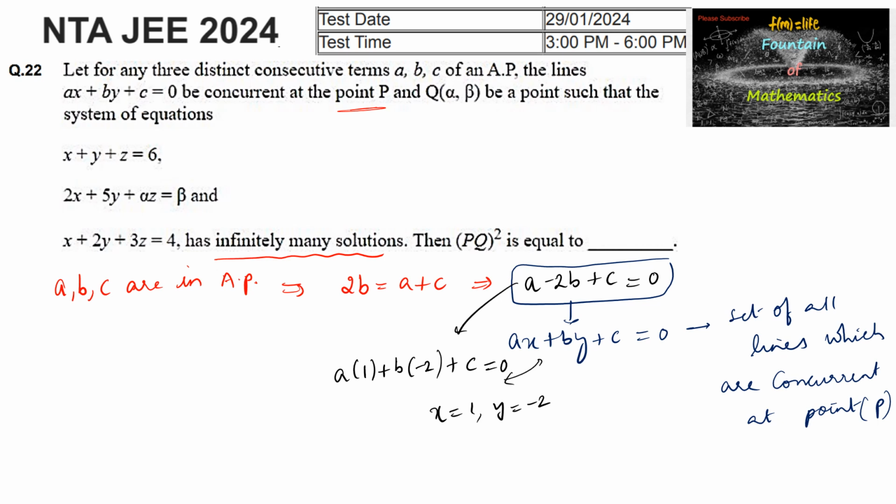So it's very clear that all the set of lines are passing through one point, that is 1 comma minus 2. So we can conclude that point P is 1 comma minus 2.